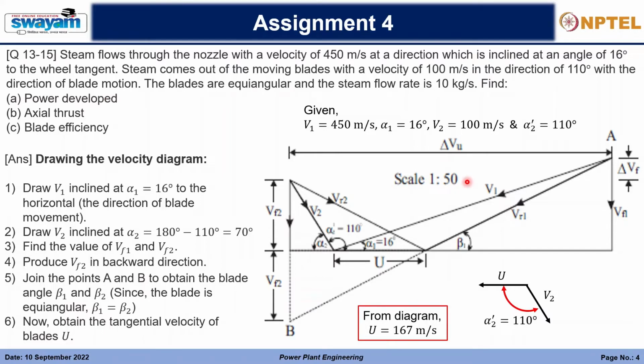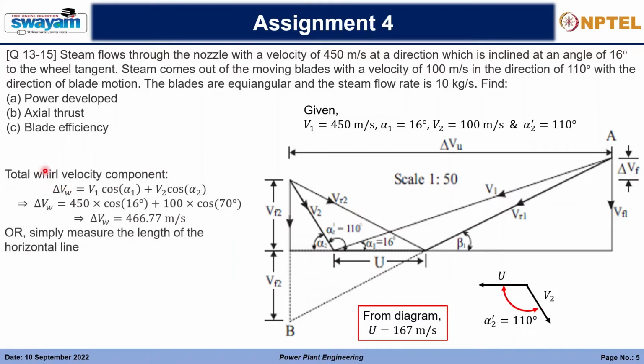So in order to only calculate the blade velocity, we have to go through so much trouble, right? So that is why we draw the velocity diagram, and we got the blade velocity as 167 meter per second. So is there any confusion remaining in how the velocity diagram is being drawn? Okay then, so let us move on.